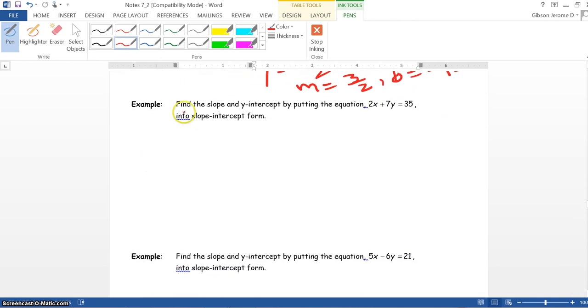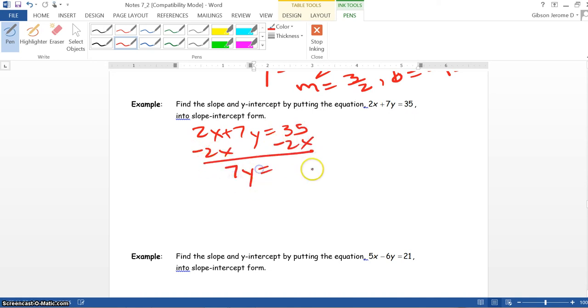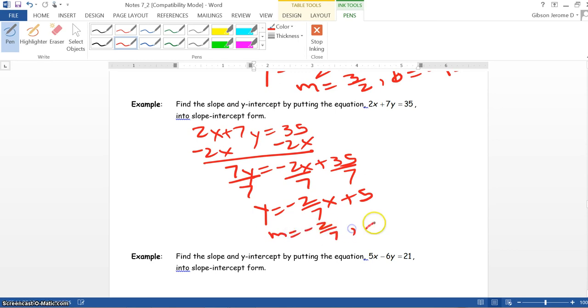Now, we have the example. Find the slope and y-intercept by putting this equation into slope-intercept form. So we have 2x plus 7y equals 35. We subtract 2x on both sides. So remember, we're trying to get y by itself. So we have 7y equals negative 2x plus 35. Divide each individual term by 7. And y is equal to a negative 2/7 x plus 5. So our slope is a negative 2/7, and our y-intercept is 5.